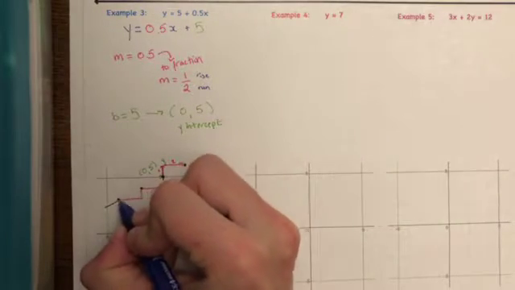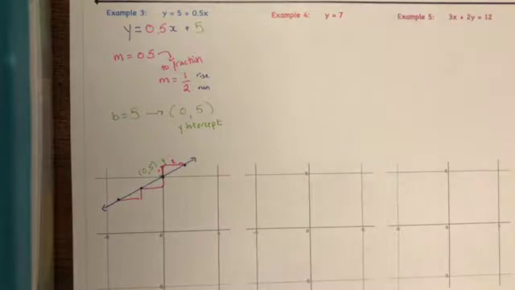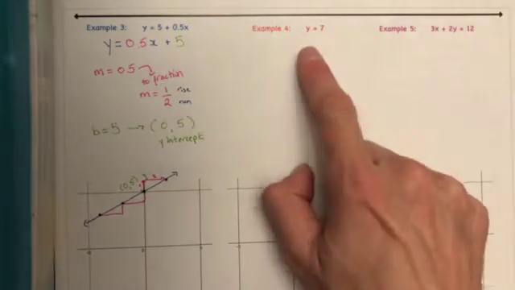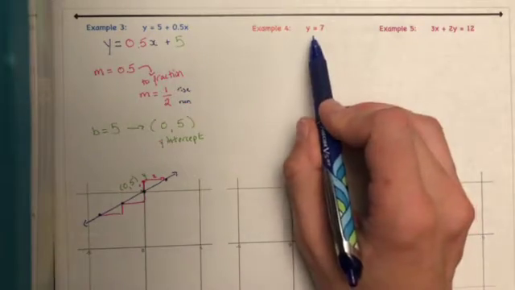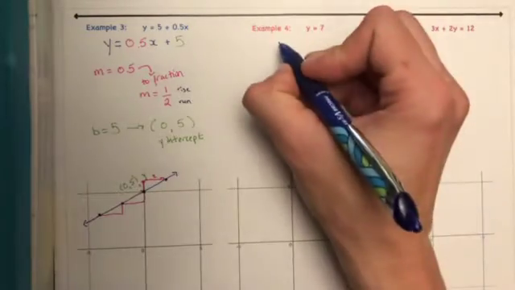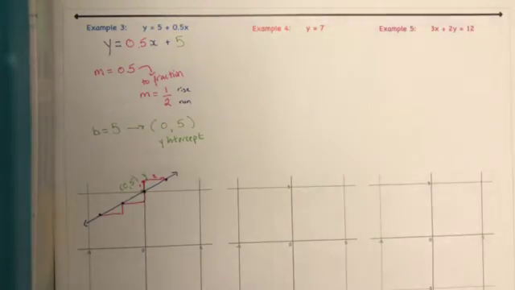And my line will look like this. All right, let's do this middle one. The next one is y equals 7. This is a little weird because we don't have an x again. So we kind of have essentially a 0 slope.